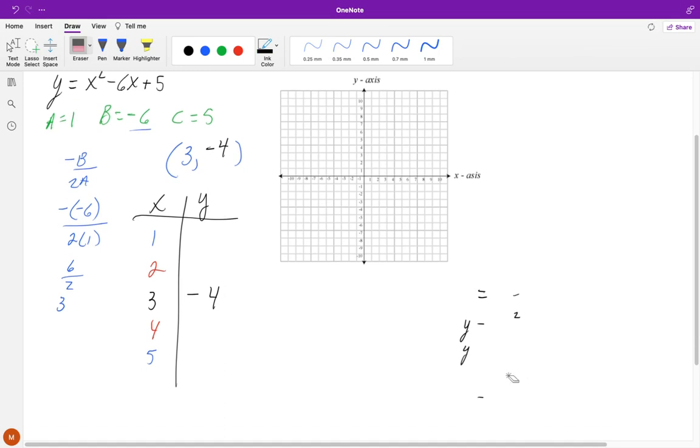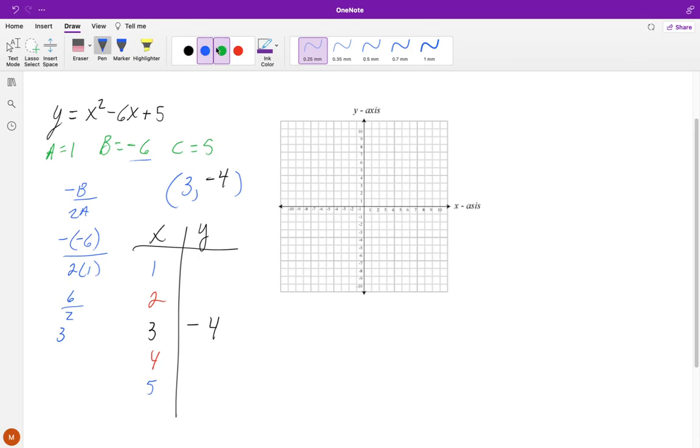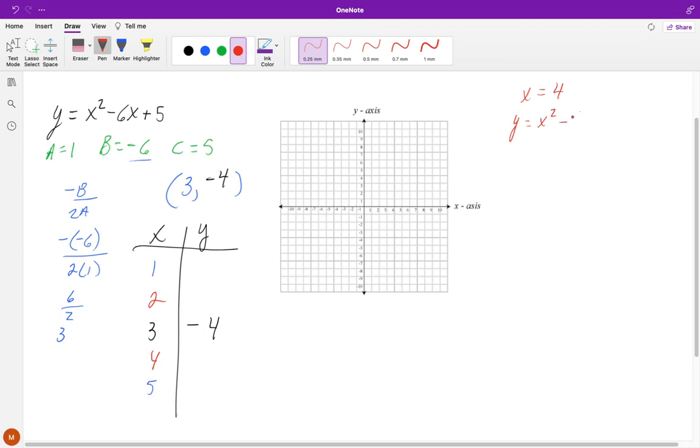Previously, even when we were talking about it sliding, once we figured out what our vertex was, well, then we need to plug things in. So when x is equal to 4, we're now going to plug it in of y is equal to x squared minus 6x plus 5. So y is equal to 4 squared minus 6 times 4. Get in the habit of putting parentheses when you're substituting, because when it's negative, if you don't put it in parentheses, you might make a mistake. So y is equal to 16 minus 24 plus 5. y is equal to -8 plus 5, or y is equal to -3.